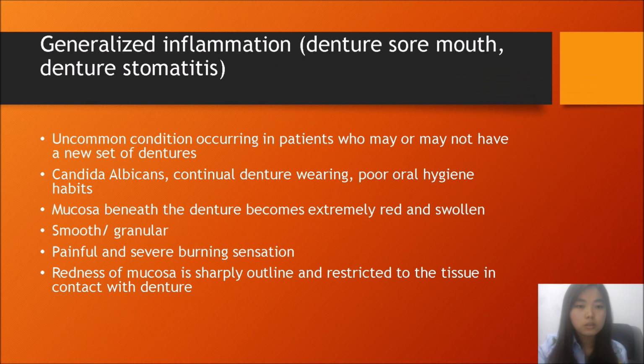So generalized inflammation. This is an uncommon condition occurring in a patient who may or may not have a new set of dentures. This usually occurs due to fungal infection by Candida albicans, or continual denture wearing, or poor oral hygiene habits. So the clinical feature would be the mucosa beneath the denture becoming extremely red and swollen, and it appears smooth or granular. The patient usually complains of painful and severe burning sensation. The redness of the mucosa is sharply outlined and restricted to the tissue in contact with the denture.